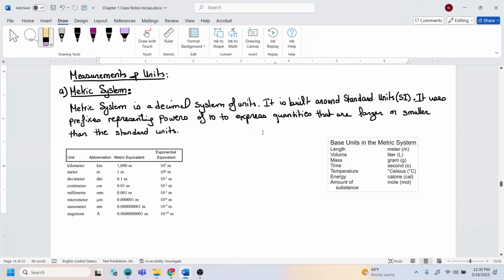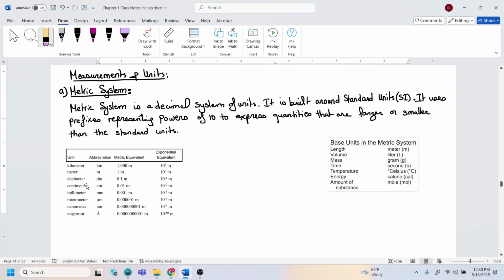The metric system is a decimal system of units, and it is built around the standard units. It does use prefixes, and we represent those as powers of 10, just to express quantities that are larger or smaller than the standard units. So, for example, a kilometer is more than a meter. To represent that in the metric system, we say that the kilometer is 1,000 meters, so it's 10 to the 3 meters in there.